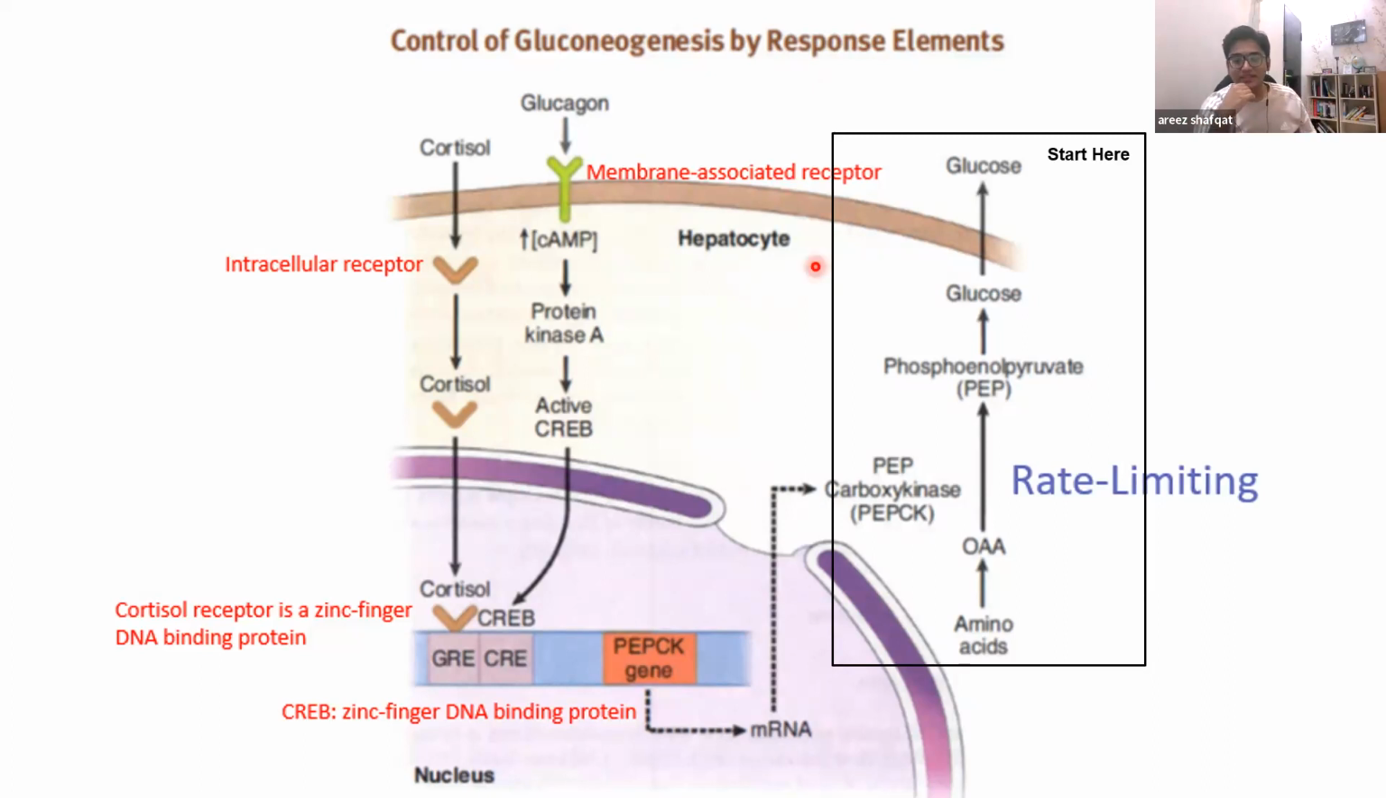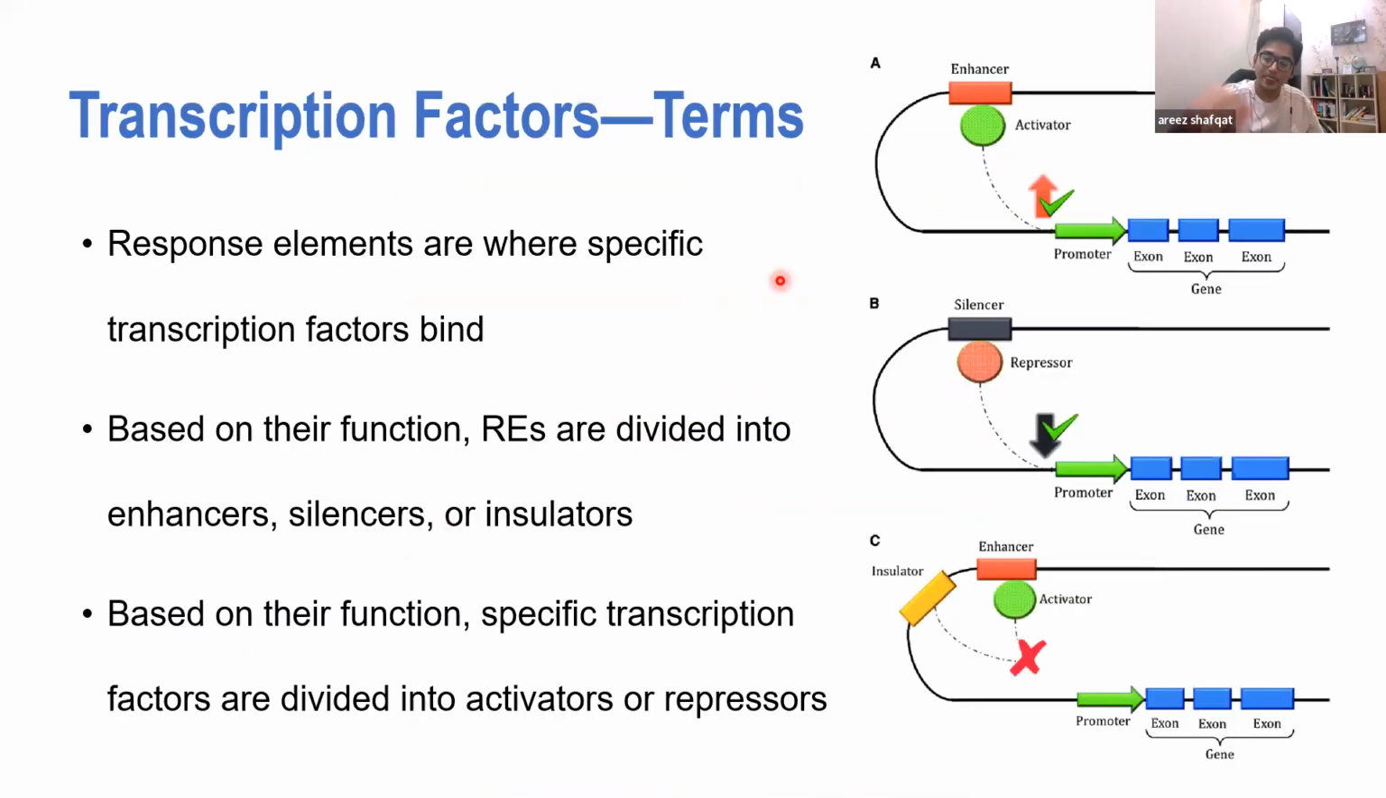Can you repeat the silencer part, please? Sure. Do you understand what an activator is, or activator/response element? So what is an activator? An activator is a specific transcription factor which binds to an enhancer. An enhancer is a type of response element which increases gene expression. The opposite type, i.e. a response element which decreases gene expression, is called a silencer. So it's the opposite of an enhancer, essentially. Do you get that now?